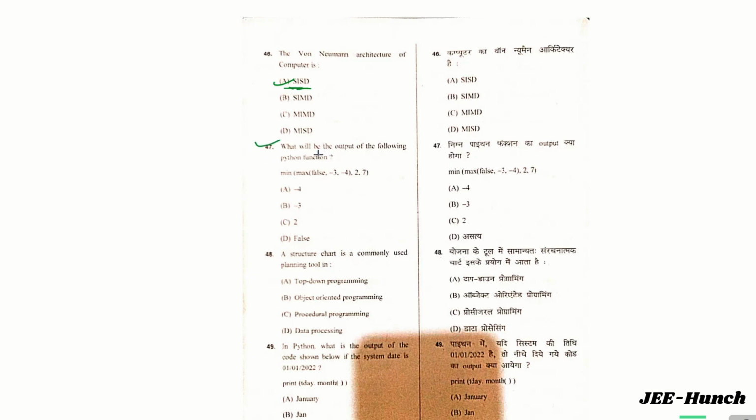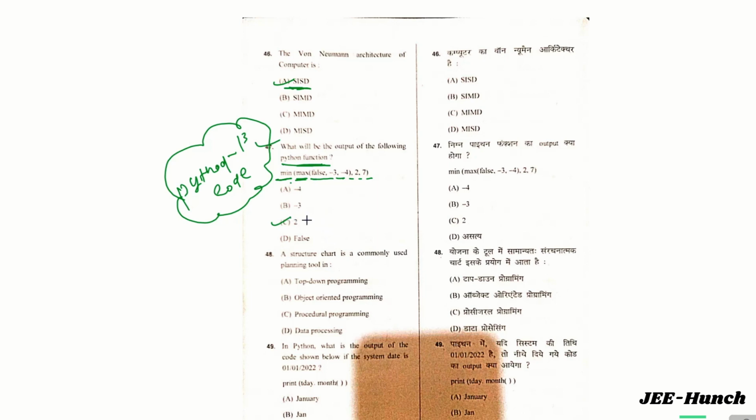Next, 47. What will be the output of the following Python functions? So this is again Python code 13. Okay, min, max. First min, then max, then false, minus 3, 4, 2, 7. So your answer is option number C, 2.